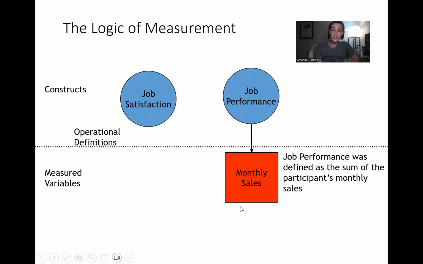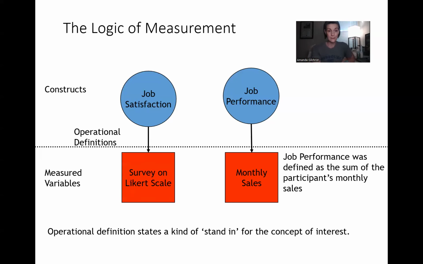So we're going to measure sales and take that as an index of job performance. Job performance is basically going to have this very clear definition of the sum of the participants' monthly sales. This is going to be the operational definition for job performance. And this is how we can take something very theoretical and hard to observe and actually put it into a behavioral measurable variable that we can actually see.